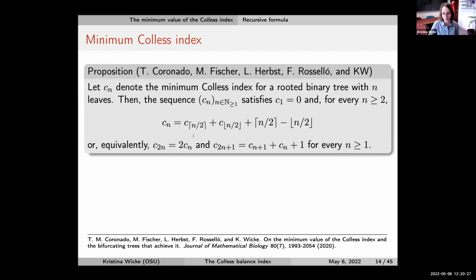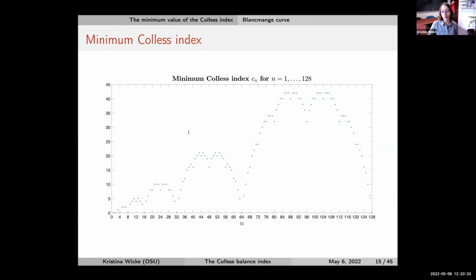And so once we had this recursion, we started to look at the sequence Cn, and here's a plot for these values. So here's the minimum Colless index Cn for n from 1 up to 128. And if I connect those dots, we get this interesting looking diagram. And so what we then did is we plugged the sequence into the OEIS, the Online Encyclopedia of Integer Sequences, and we realized that there's a surprising connection between the minimum Colless index and a fractal curve, the so-called Blancmange curve.